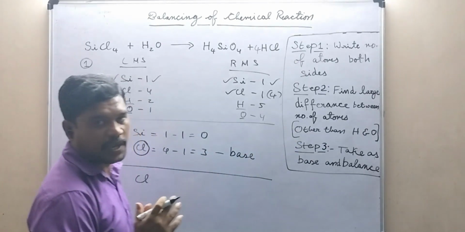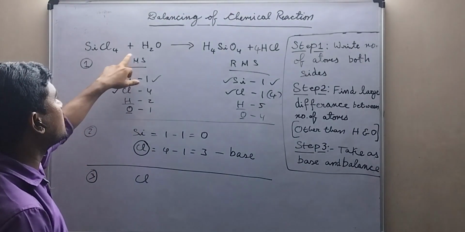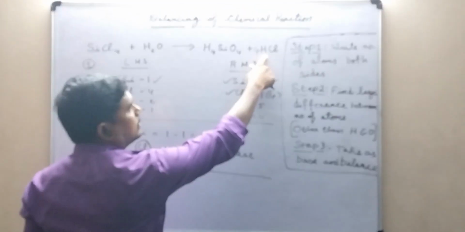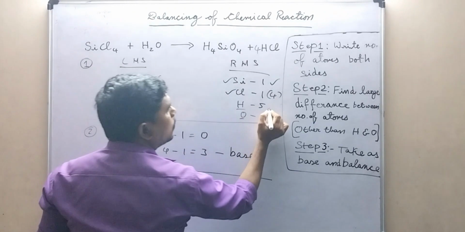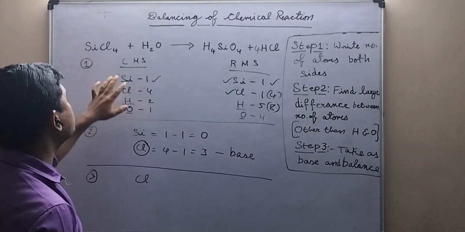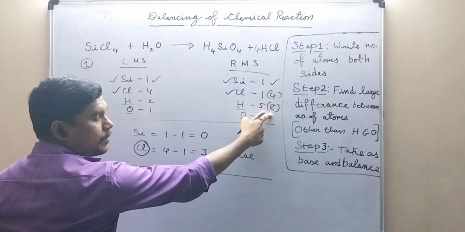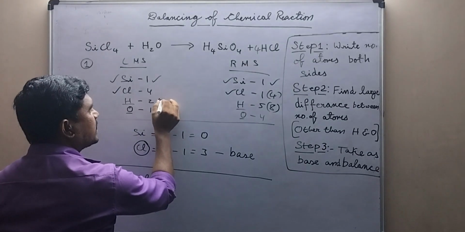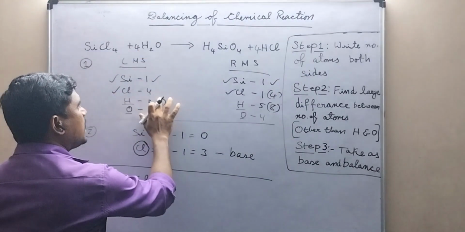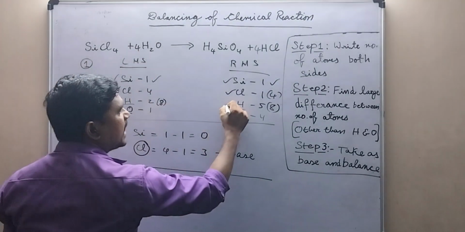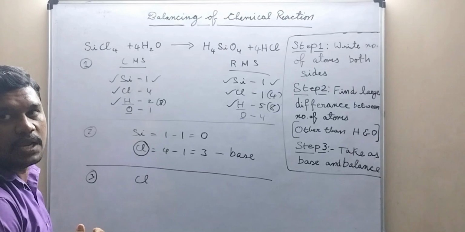Now hydrogen and oxygen are remaining. First we take the hydrogen. How many hydrogens are there here? 2. After balancing, how many hydrogens are on the right? 4 plus 4, total 8. And here on the left hand side, it's only 2. So to balance with 8, I have to take 4 on this side. If I take 4 here, 4 twos are 8. Now hydrogen is balanced on both sides. 4 into 2, 8 hydrogens.